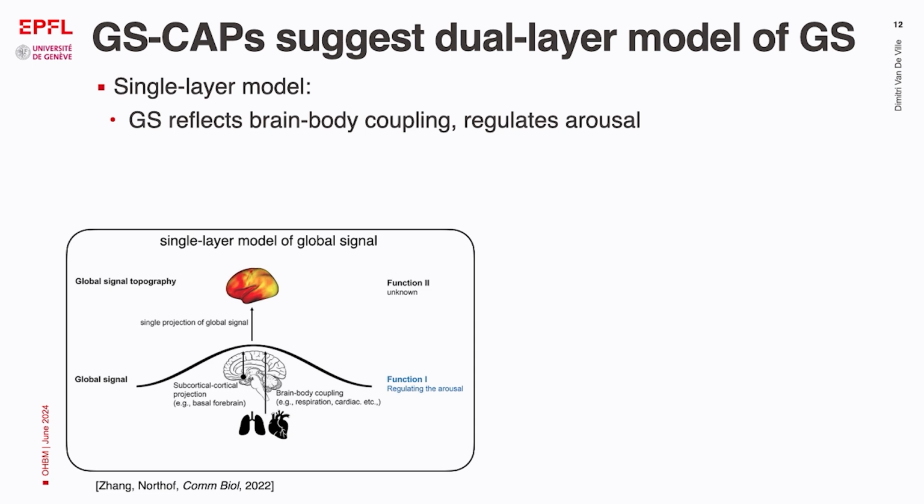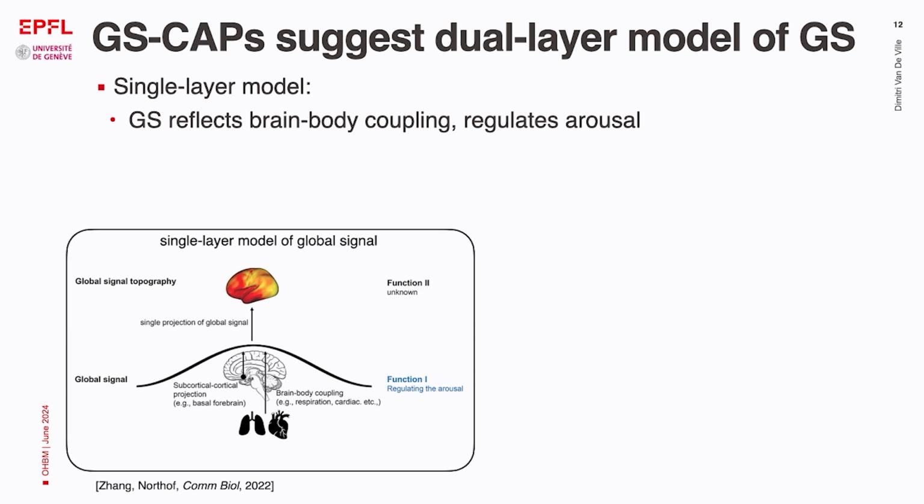Essentially, they come up with this interpretation that you can think about the global signal, firstly, as being according to a single layer model. So the global signal would reflect brain-body coupling, such as respiration, cardiac, and so on, in addition to some subcortical projections from the basal forebrain that is modulating all these physiological processes. And therefore, it reflects, for instance, arousal, as has been demonstrated extensively.